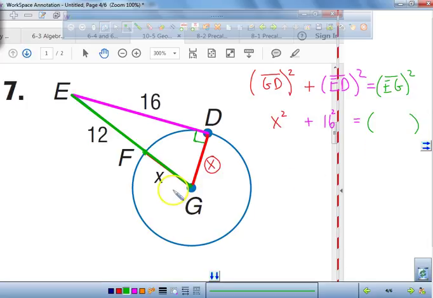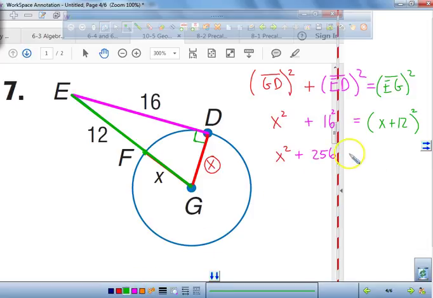Now, this is where you've got to be careful. What is the distance from E to G? 12 plus x. I'm just going to write it a little bit easier, x plus 12, and I've got to make it squared. Okay? Now, here's what we have so far. We have an x squared. 16 squared is 256.